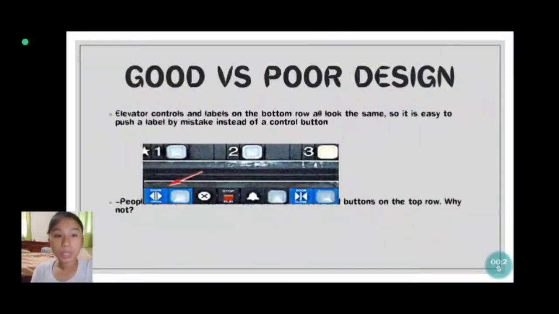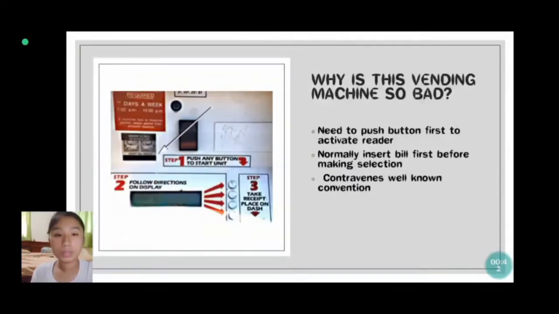So in this page, this is good design because elevator controls and labels on the bottom row all look the same, so it's easy to push a level by mistake instead of a control button. And second, why is this vending machine so bad? As you can see, it has a lot of instructions before the vending machine will work. It says here, need to push button first to activate reader. Normally insert bill first before making selection.